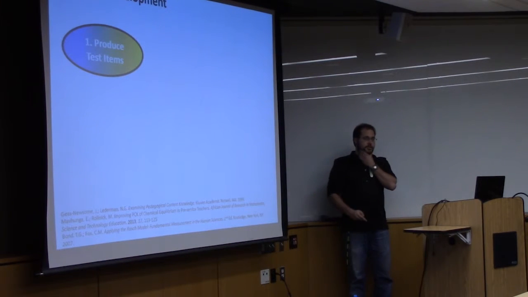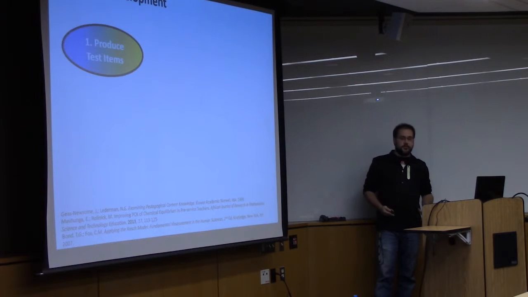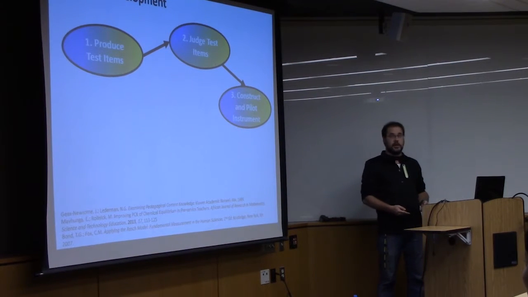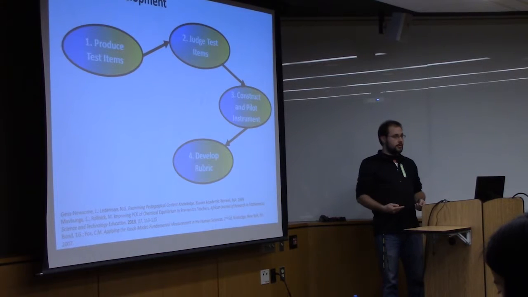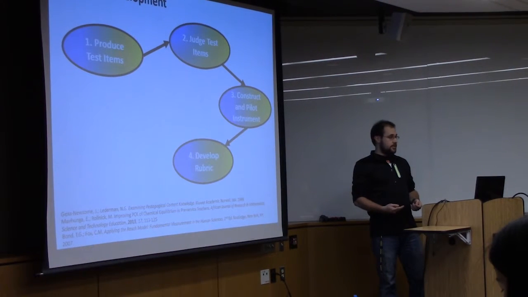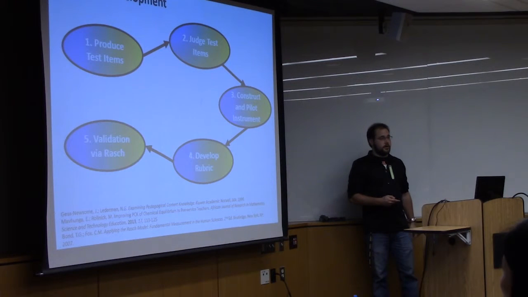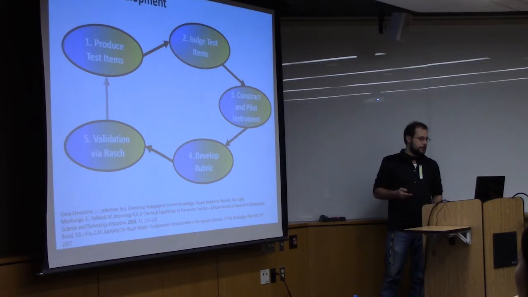So what we did to measure the PCK is we developed a test item. And first what we did is we produced these test items, which were then judged, and then we constructed and piloted our instrument, which was in the form of a survey. After the survey, we developed a rubric to grade the responses that were related to teaching questions. And afterwards, we validated our method using Rasch analysis, which I'll explain later.